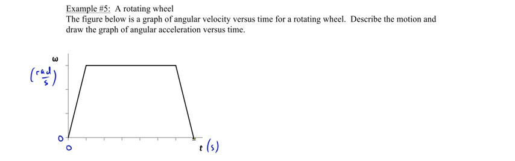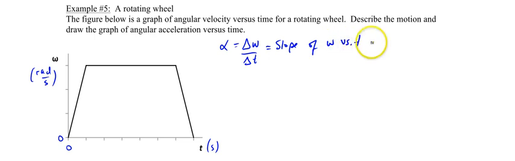Well, to solve for the graph, the angular acceleration is the change of the angular velocity over the change in time, which essentially means it's the slope of the omega versus t graph. So if we take the slope of the graph at different places, like here and here and here, then we'll be able to plot the angular acceleration versus time.